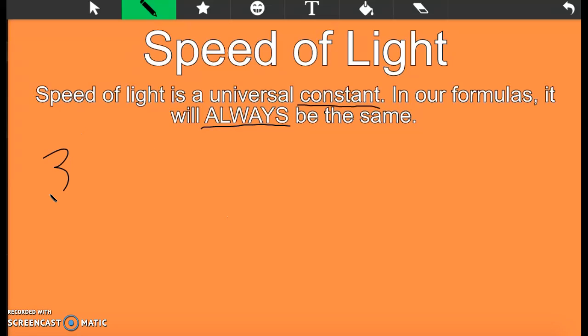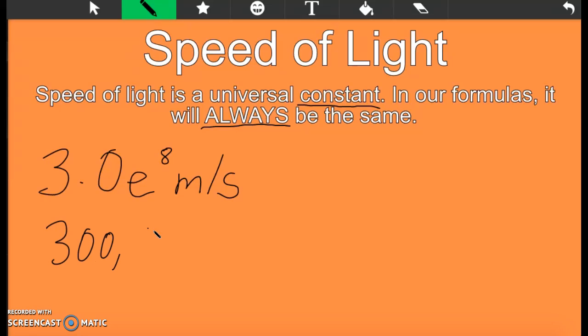It'll always be 3.0 e to the 8th meters per second. That's 300 million meters per second. As you can see, scientific notation is a little faster this way, but to each their own. Sometimes you'll also see it as kilometers per second, but we're going to stick with this.